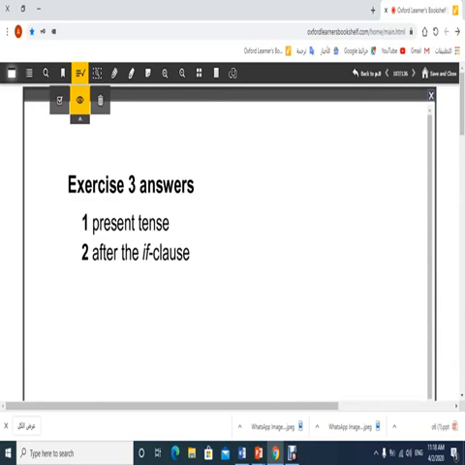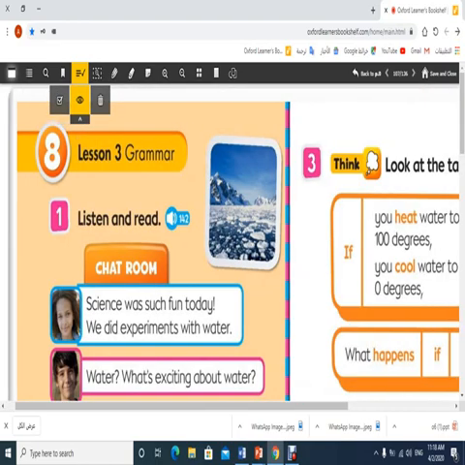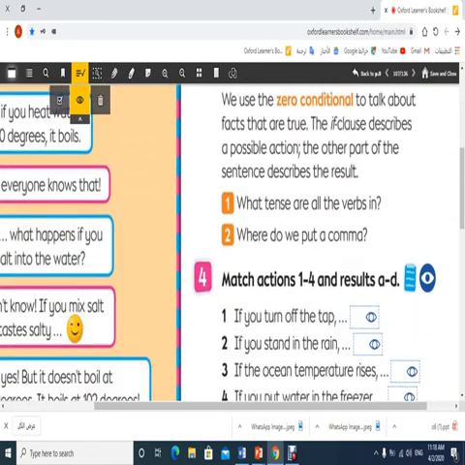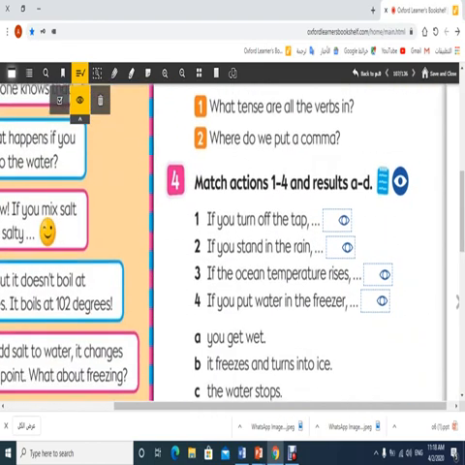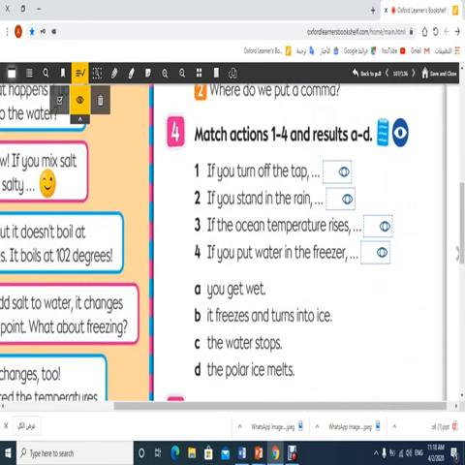Okay, you can pause the video and record your answers in your book. Now let's move to number 4. Okay, this one: match actions 1 to 4 and the results A to D. If you turn off the tap, the water tap, when we close it, what do we choose with it? Excellent. Look and choose from below: A, B, C and D. Good. C, the water stops.